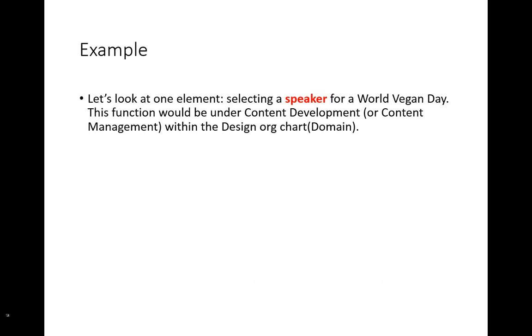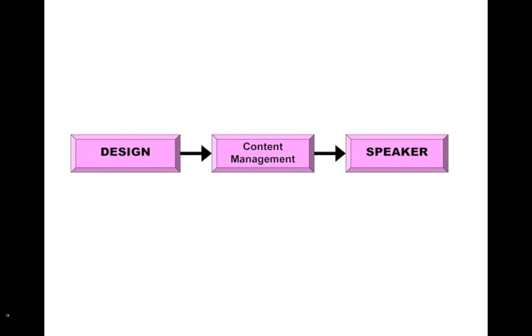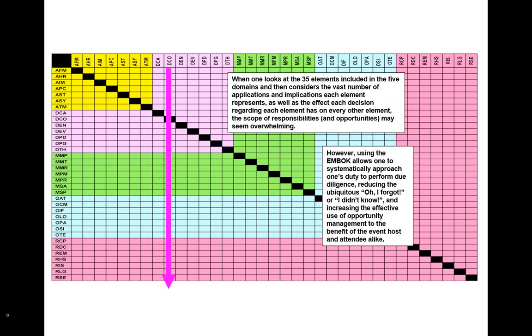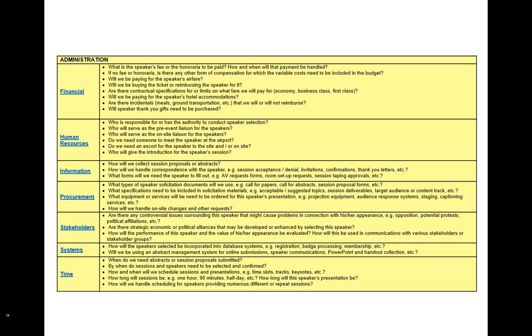So let's look at an example of selecting a speaker for World Vegan Day. The function would be under content development or content management with a design org chart domain. Okay, so design, content management, and speaker. So that will be the flow. And you can see we've got design, content, speaker, and then it crosses over all those areas, and we can ask the very powerful questions in those areas. So really make sure that you tick all the boxes and you ask all the most important questions. So let's have a look at that. These are sort of questions you could ask.